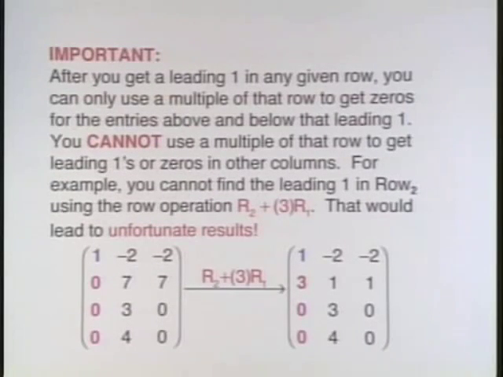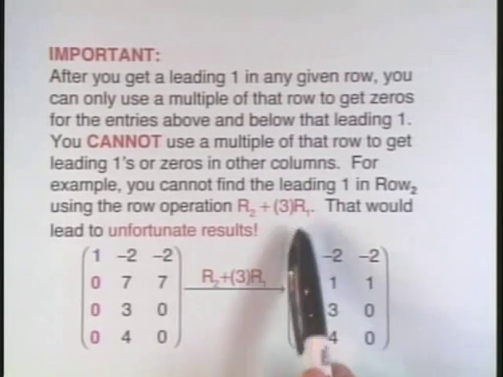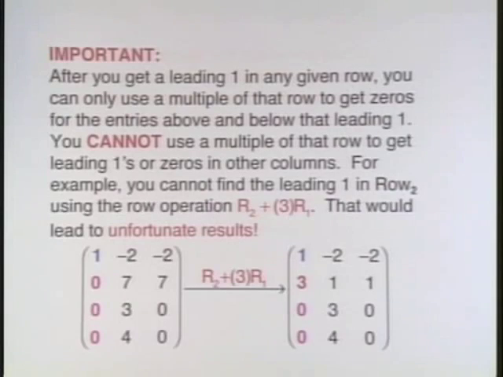Important. After you get a leading 1 in any given row, you can only use a multiple of that row to get zeros for the entries above and below that leading 1. You cannot use a multiple of that row to get leading 1s or zeros in other columns. For example, you cannot find the leading 1 in row 2 using the row operation row 2 plus 3 times row 1. That would lead to unfortunate results.